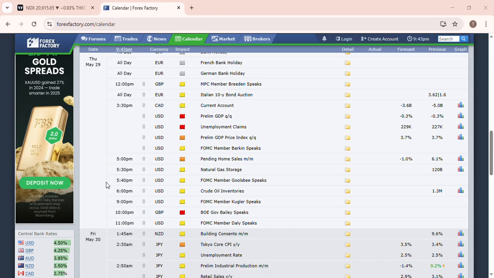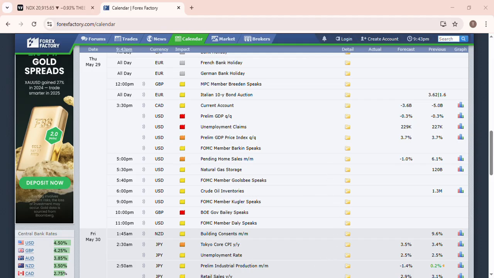XAUUSD. So here it is. You can see sellers are 57%, buyers are 43%. So the percentage for sellers is still high compared to that of buyers. So we still have a clue there on what you can expect.